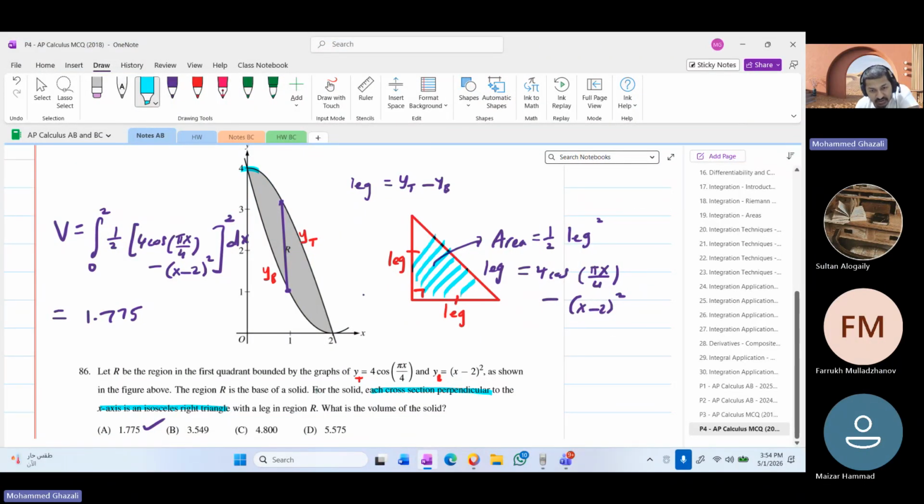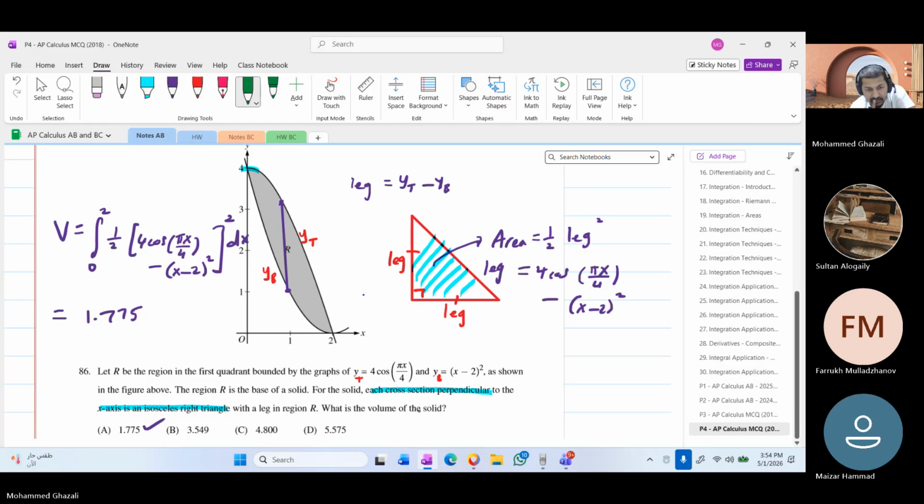Let's see. For each solid, each cross section perpendicular to the x-axis is an isosceles triangle. I understand what you're saying. You want me to fit this isosceles triangle in here somewhere, right, with the leg in region R. What is the volume?